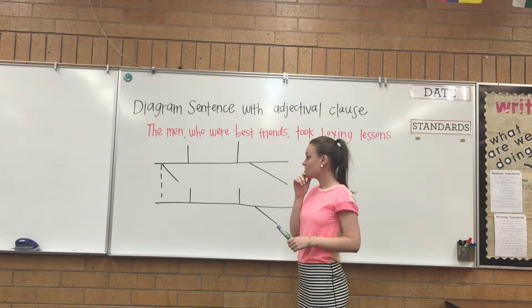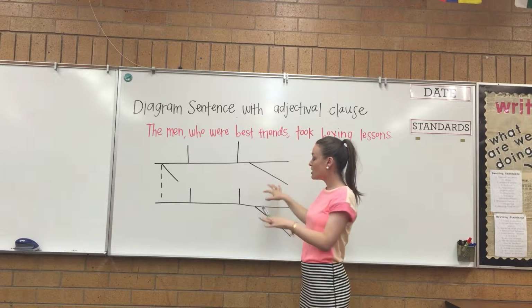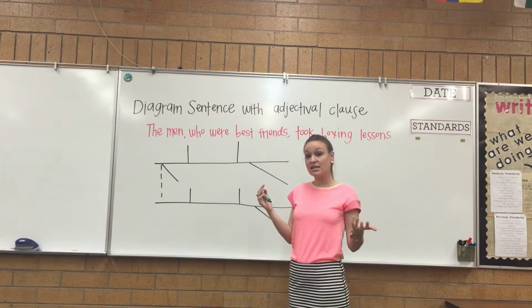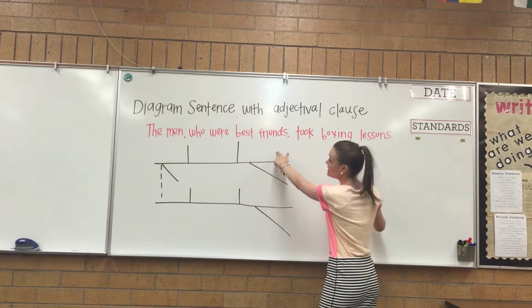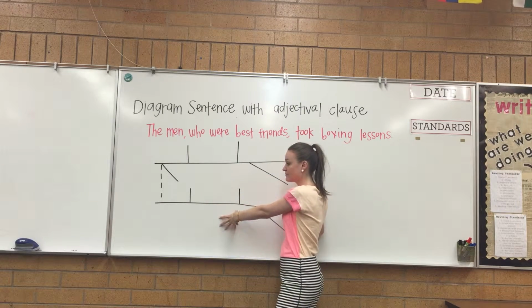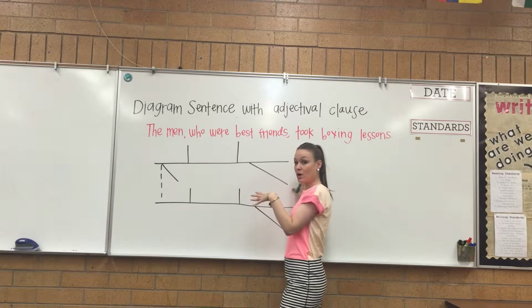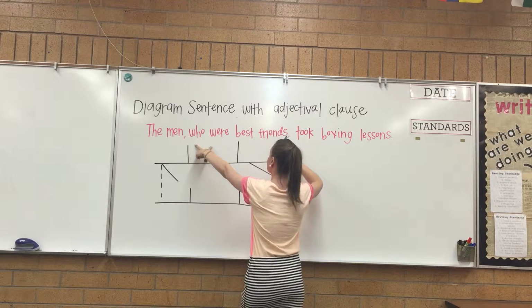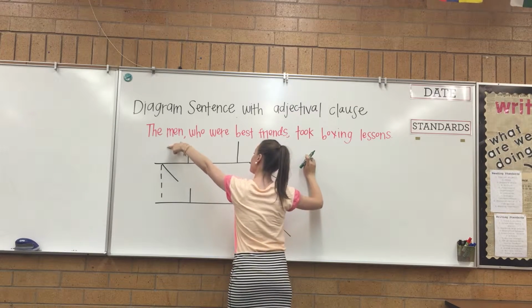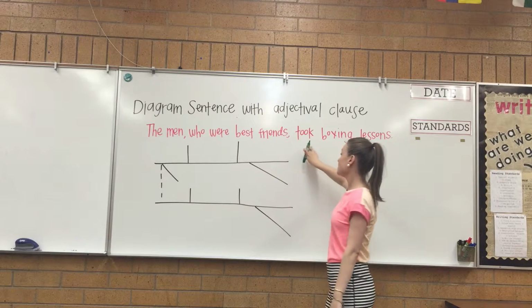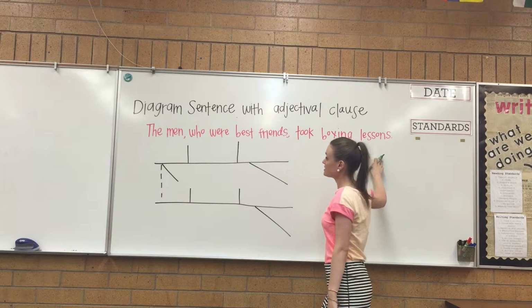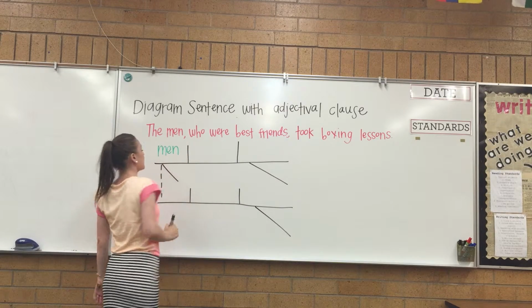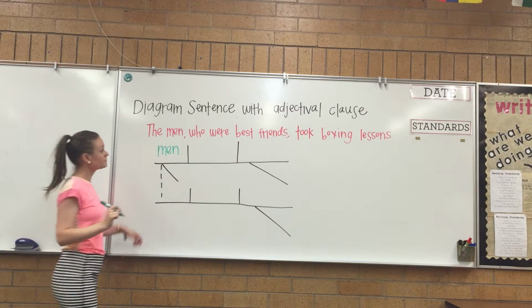So before we start actually putting things in the sentence, we need to figure out what the direct object is of the sentence. I already set up the diagram that we're going to put all the words in. So we can look and see, if this is the adjective clause, the men are going to be the subject. And what did they do? They took boxing lessons, okay? So you know that men goes here.